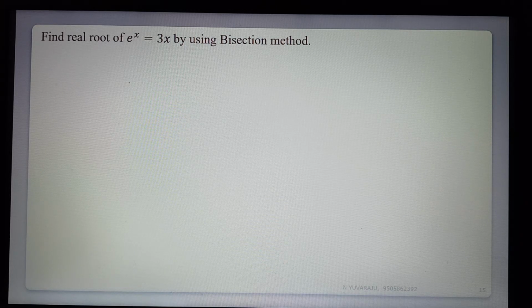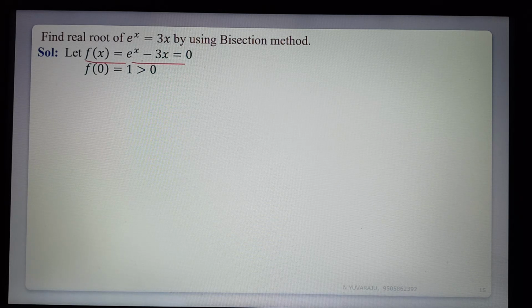So that is the given equation. Assume f of x is equal to e power x minus 3x is equal to 0. There is no given interval, we have to find the first interval. So first value assumption 0, f of 0 is equal to e power 0 minus 0, that is 1, which is positive.